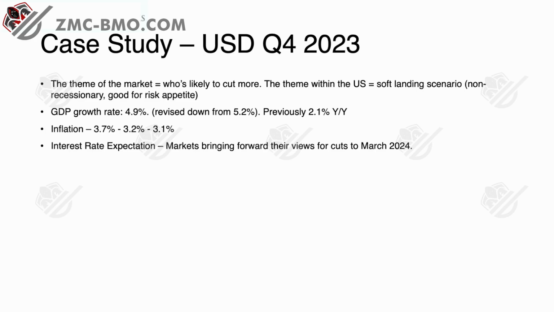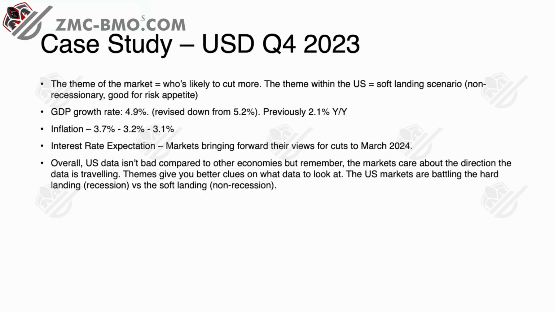Remember, trade with what you know at the moment, and don't say, recession, let me buy the US dollar, let me sell the S&P. If you look at what's happened to the market, it's done completely the opposite. That's because the markets are talking more about the soft landing. The data is indicative of a soft landing scenario. Until we see it point net recessionary, fine, then we could be bullish the dollar because of risk off, and bearish equities in the near term. Fine, we agree with that. But at the moment, markets care about soft landing. Overall, US data isn't bad compared to other economies, but remember, the markets care about the direction the data is traveling. Themes give you better clues on what data to look at.